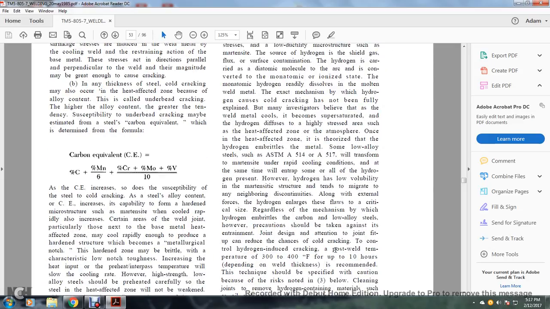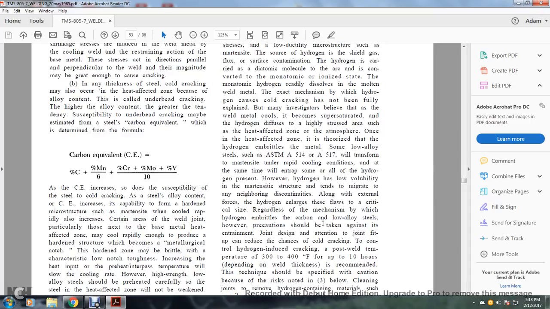Low alloy steels, such as American Society for Testing and Materials A514 and A517, will transform to martensite under rapid cooling conditions, and at the same time they entrap some of the hydrogen present. However, the hydrogen's low vulnerability in the martensitic structure tends to migrate to neighboring discontinuities. Along with external forces, hydrogen enables flaws to reach a critical size, which is the mechanism by which hydrogen embrittles low alloy steels.